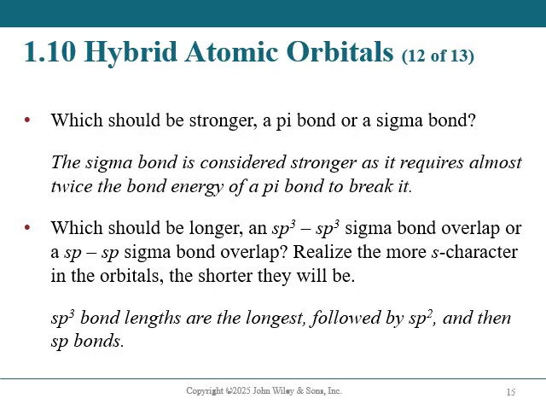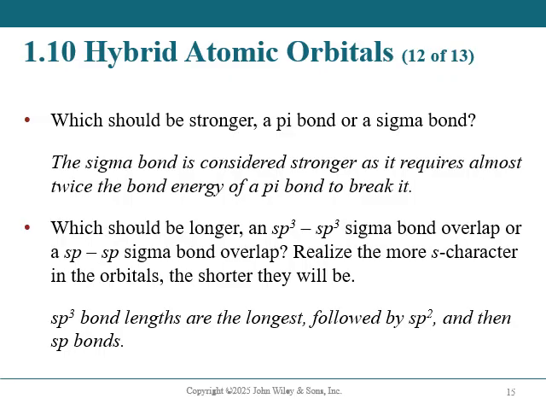Now, just as a quick review, at this point you should be able to answer these questions. Let's go over them together. Which should be stronger, a pi bond or a sigma bond? A sigma bond is always going to be stronger than a pi bond. A sigma bond is considered stronger as it requires almost twice the bond energy of a pi bond to break it.